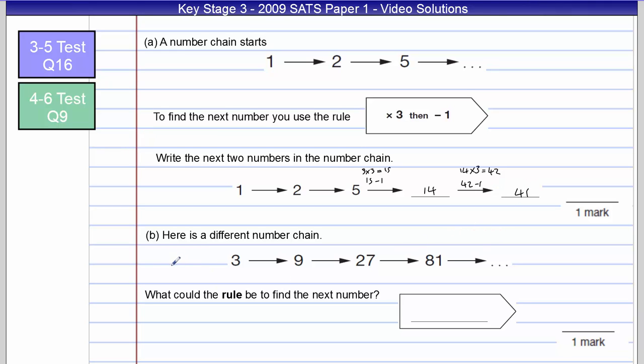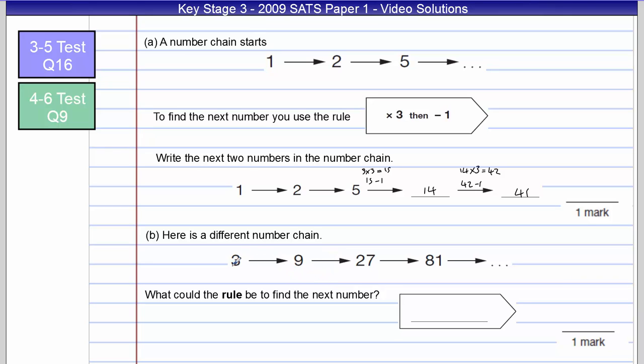In part B, it says here is a different number chain, 3, 9, 27, 81. What could the rule be to find the next number? Because it's not going up by a constant amount each time, look here it's plus 6 and here it will be plus 18. So it's not going to work with an add, so next we need to look for a times.